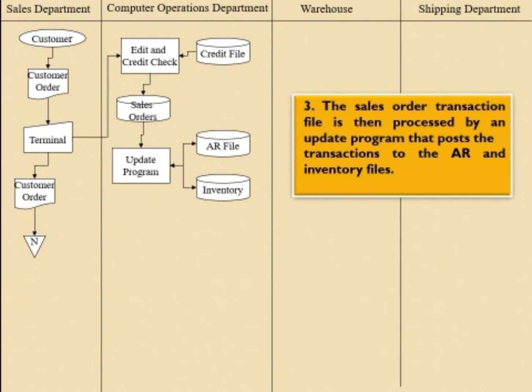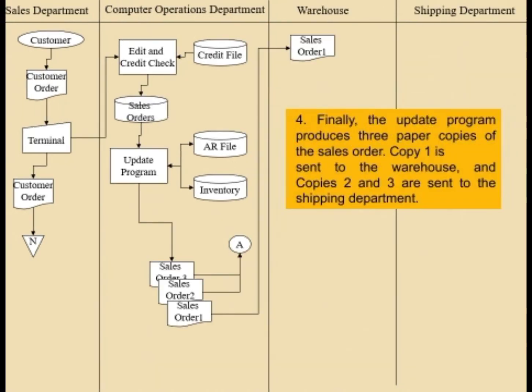Step 3. The sales order transaction file is then processed by an update program that posts the transaction to AR and inventory file. Dito naman sa part na yung sales order na po is na-process na sa update program at pinost na po siya sa AR file and inventory file. Finally, the update program produces 3 paper copies of the sales order. So, makikita nyo yung sales order 1, 2, and 3. So, yung copy 1 is sinend po siya sa warehouse and yung copies 2 and 3 is sinend po siya sa shipping department.